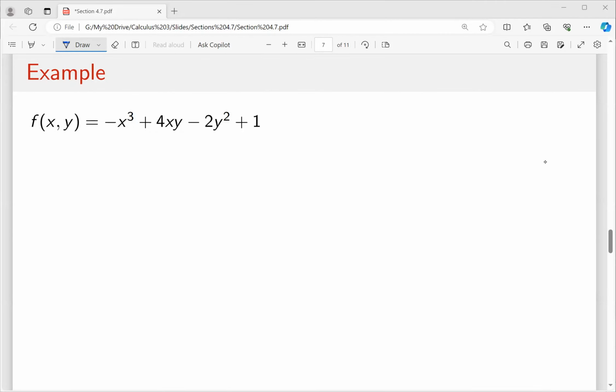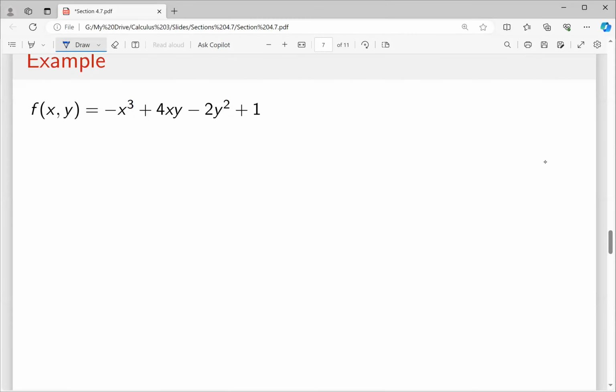With this example, we have f of x,y equals negative x cubed plus 4xy minus 2y squared plus 1. So fx is negative 3x squared plus 4y, and fy equals 4x minus 2y. And so then I set those equal to 0.